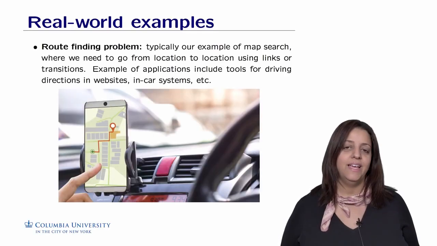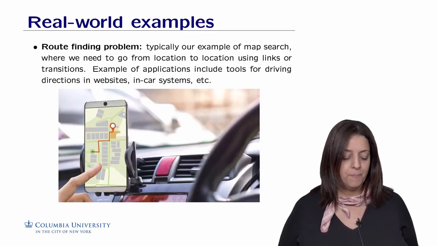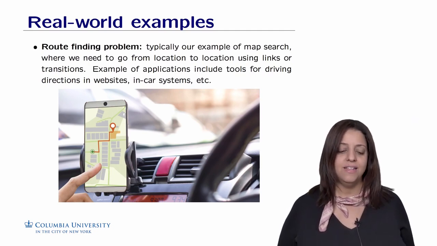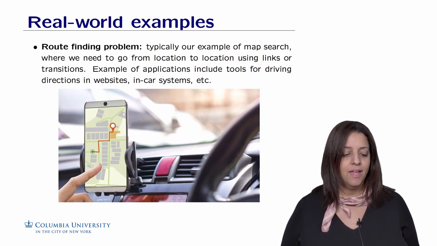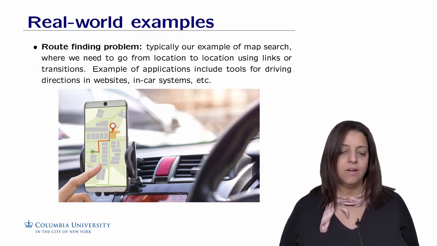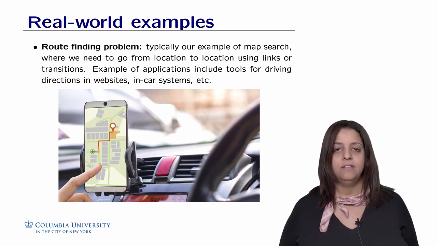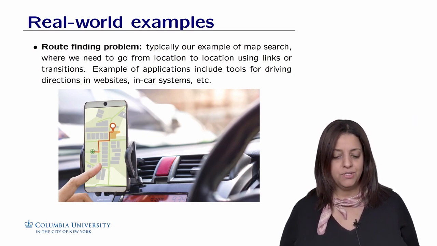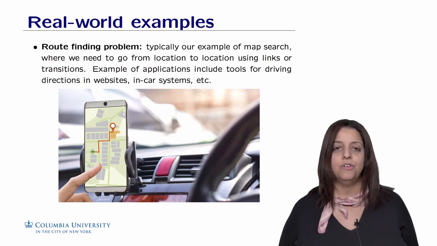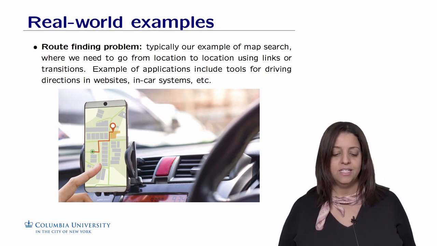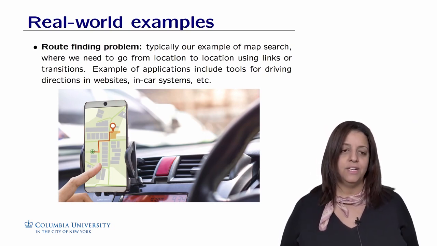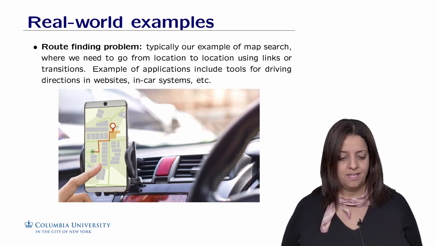Besides these small games and toy examples, search problems occur in many real-world applications in which we need to devise some search algorithms in order to find solutions to problems. These problems include route finding, which is typically our map search problem, where we need to go from one location to another using links or transitions on a map. Examples of applications include tools for driving directions in websites, in-car systems, etc.